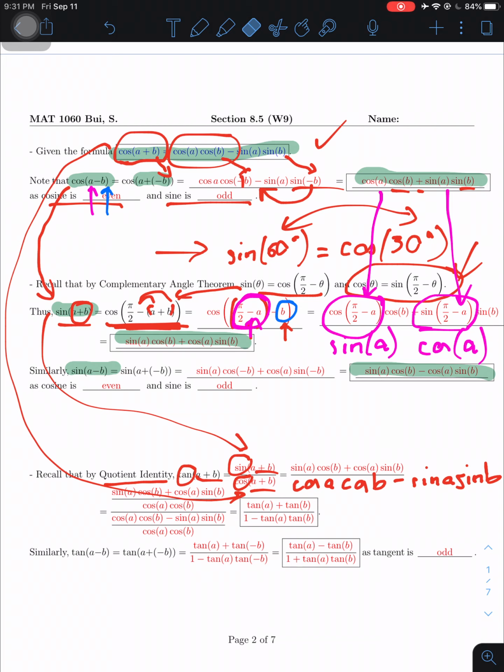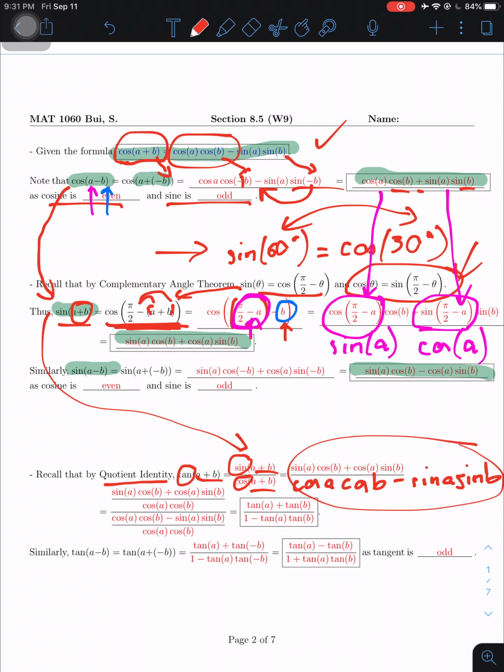And now let's talk about the next step in here. So what do we do? Well, we're going to try to get them divided by cosine of A times cosine of B. Why is that so? It's going to give us something nicer. That's why we have to do it, because this formula right here looks long and ugly, at least to me.